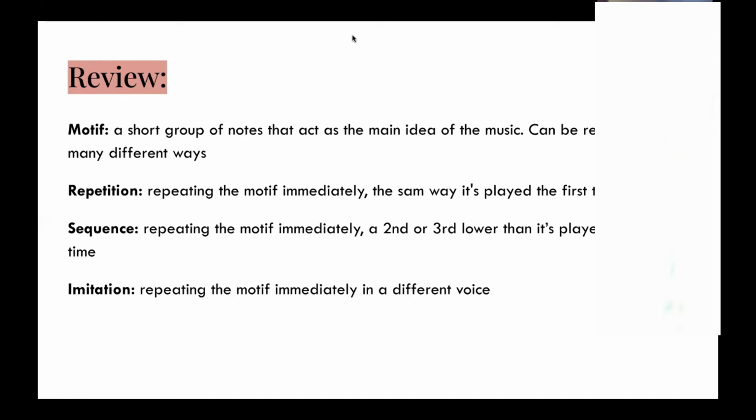Okay, so we're going to review all the stuff that we've learned. A motif is a short group of notes that act as the main idea of the music, and it can be repeated in many different ways. Repetition is repeating the motif immediately the same way it's played in the first time. Sequence is repeating the motif immediately a second or third lower than it's played in the first time. And imitation is repeating the motif immediately but in a different voice.